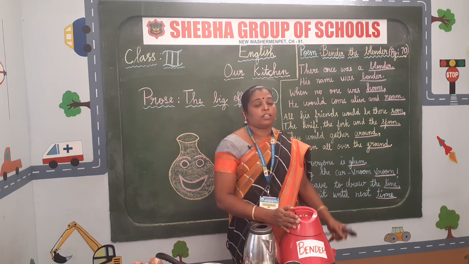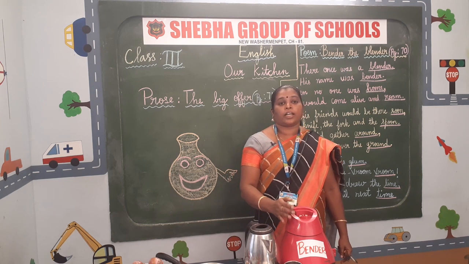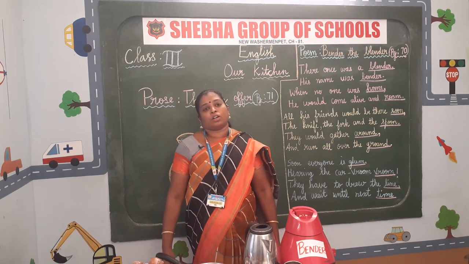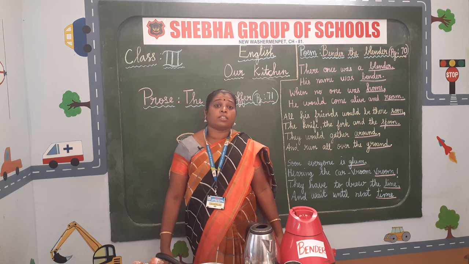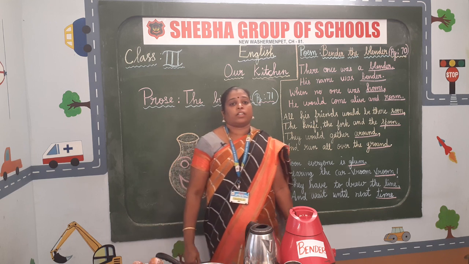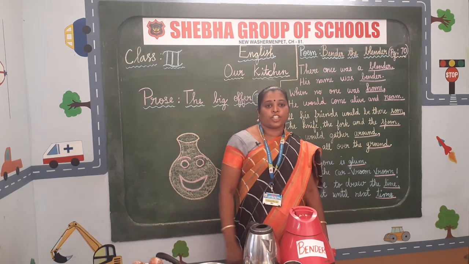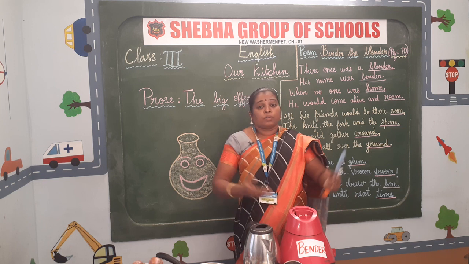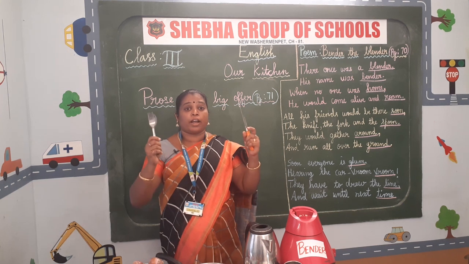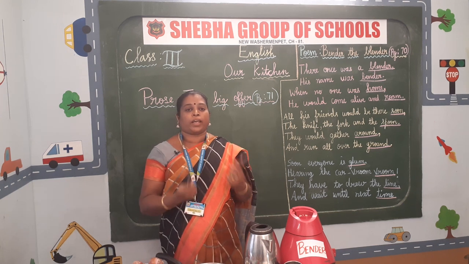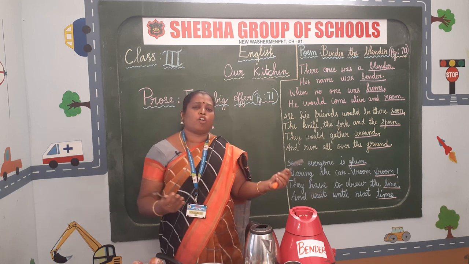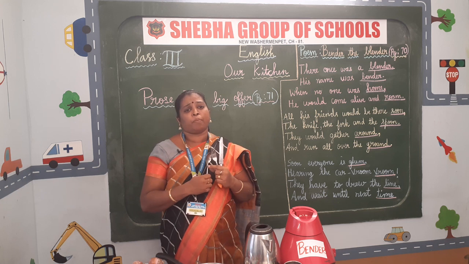Okay children. The blender is in a kitchen. As soon as the owner goes out of the house, what does the blender do? It starts to play in the kitchen. As soon as the blender starts to play, his friends, the fork, spoon and knife, also join to play with the blender. For many hours they play.